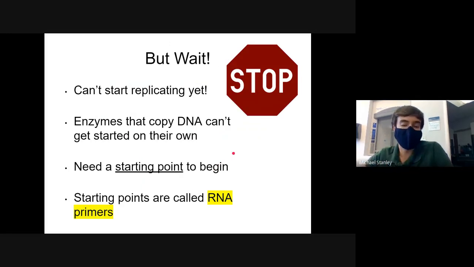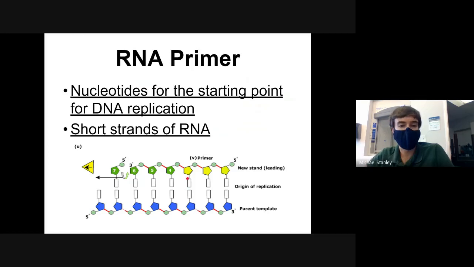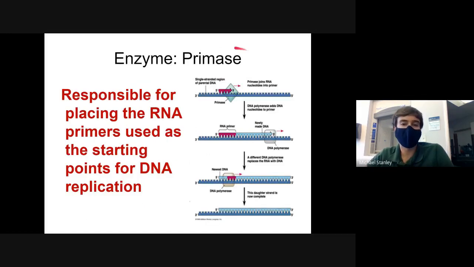However, once helicase goes through, we can't just immediately start copying DNA. One of the weird things about the DNA enzymes is that they need a starting point. They need something that they can start attaching their new bases to. So we create some little RNA primers to work as the starting points. And the enzyme that does this is called primase.